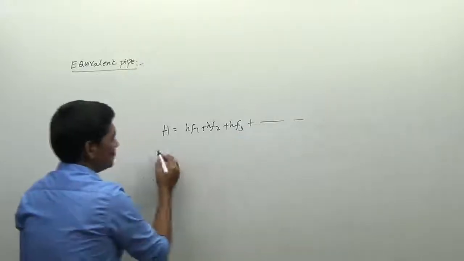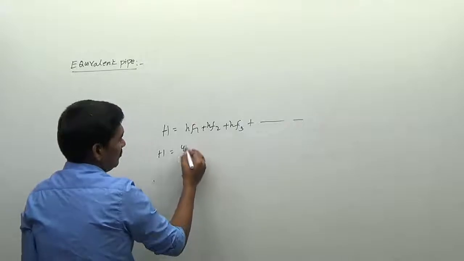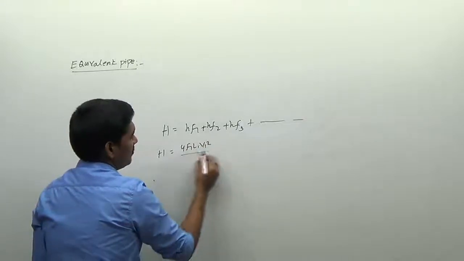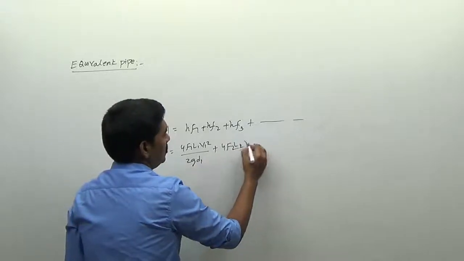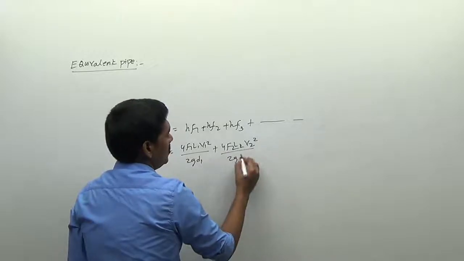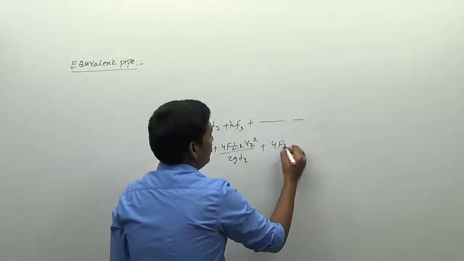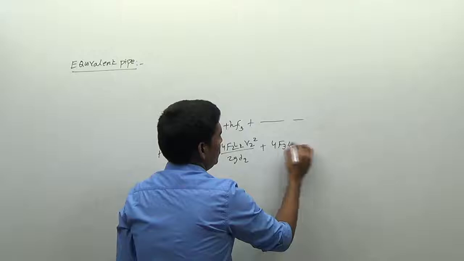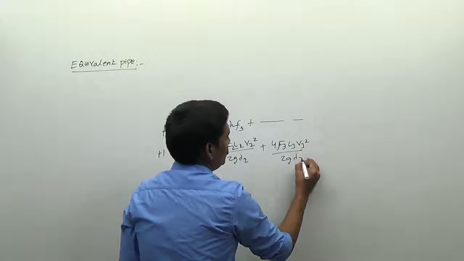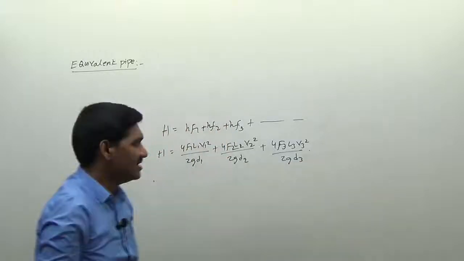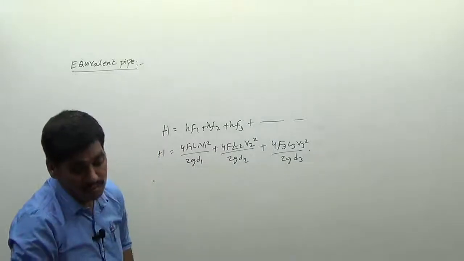So I can write the value of H as equal to 4F1 L1 V1 square by 2 g D1, plus 4F2 L2 V2 square by 2 g D2, plus 4F3 L3 V3 square divided by 2 g D3. This is the relation here. Now in this relation, I will be substituting the value of discharge Q.